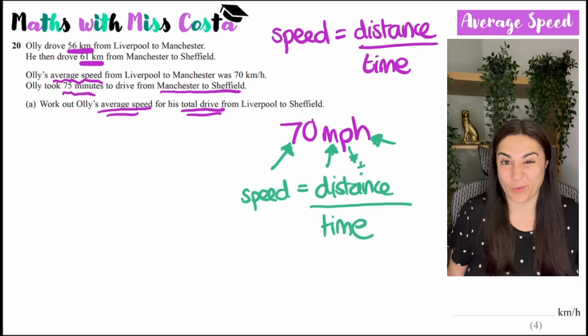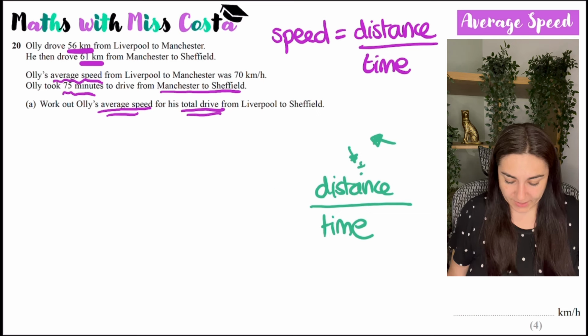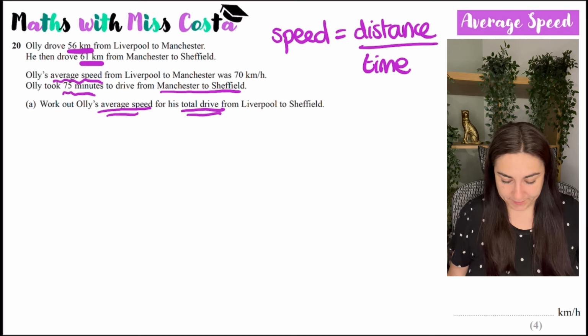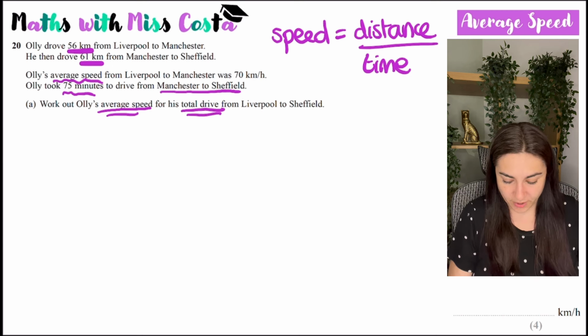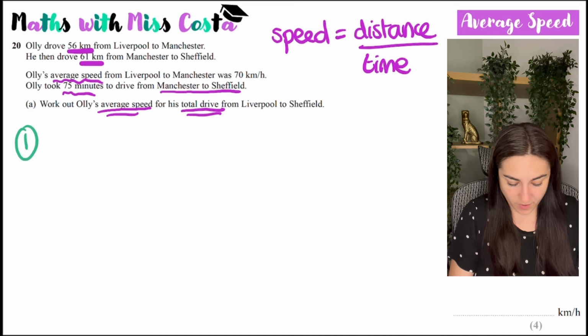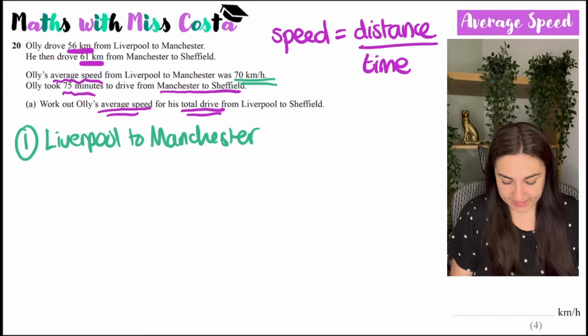So that's just a quick way you might find it helpful to remember that formula. So let's look at how we can use that. Speed is distance divided by time. For the first part, from Liverpool to Manchester, I know that his average speed is 70.